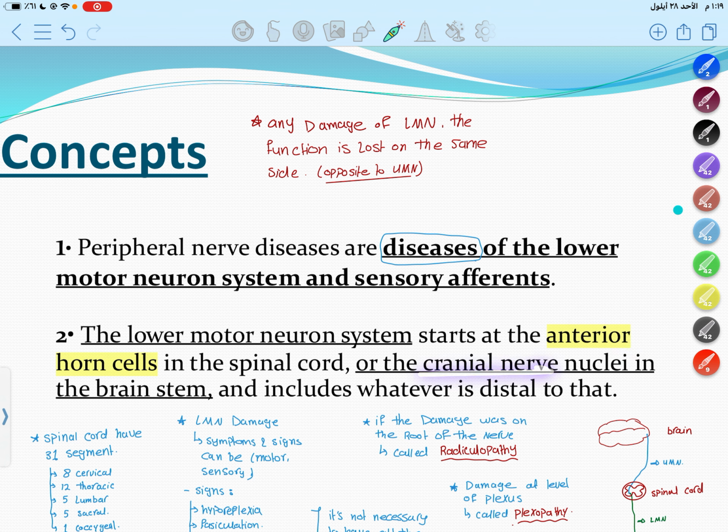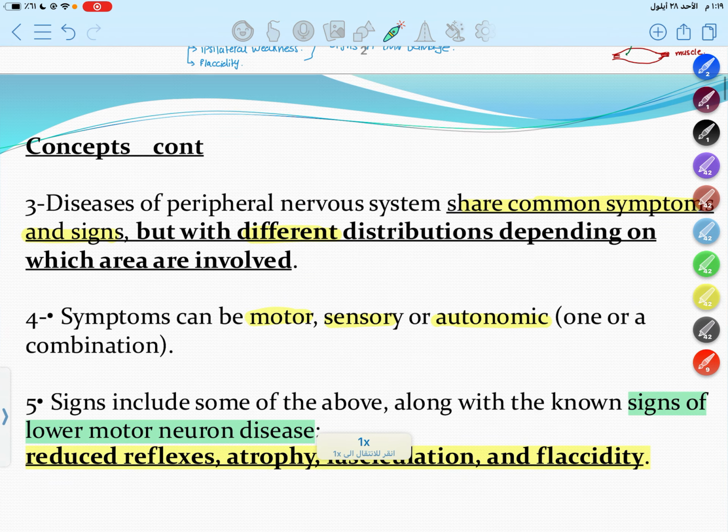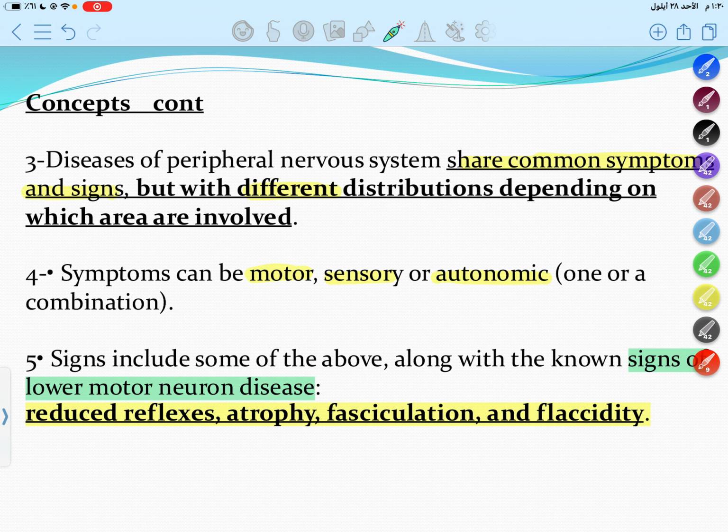Now, the symptoms of the different problems and diseases of the peripheral nerve, usually they share common symptoms and they differ in other symptoms. They share common symptoms because of the lower motor neuron, but there might be differences. It depends, of course, on the area involved and the disease process, as we will see later on. And these symptoms could be motor symptoms, sensory symptoms, and so on.